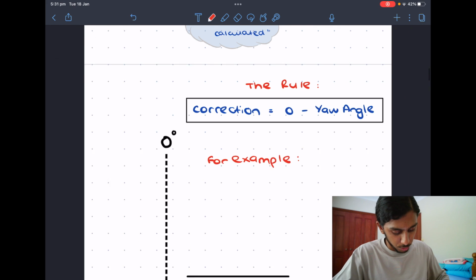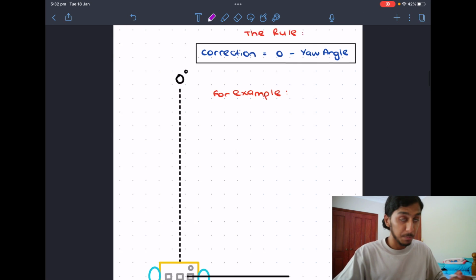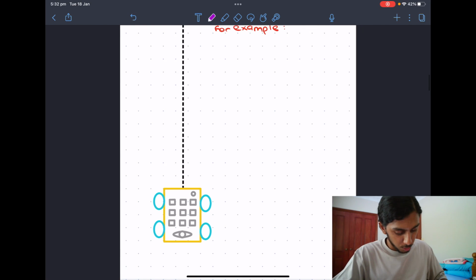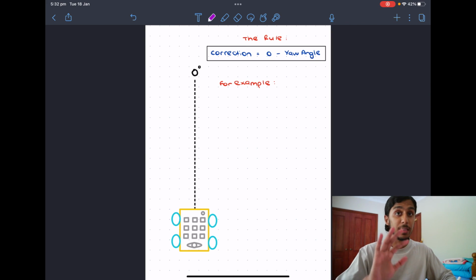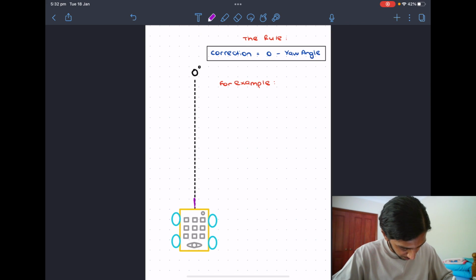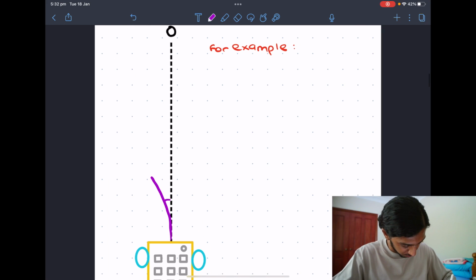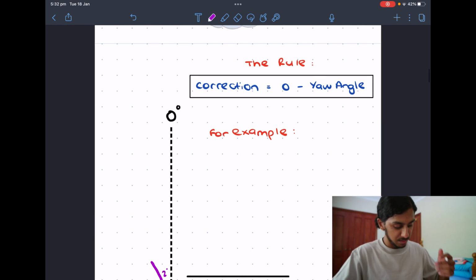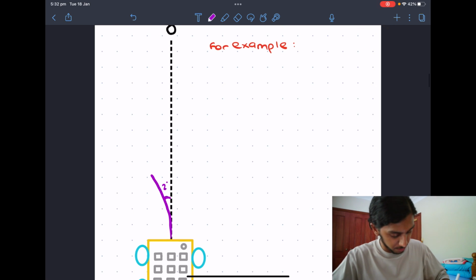Essentially, we're going to follow a rule. This rule is that the correction is going to be 0 minus the yaw angle. Now this may be a little bit confusing, so let's do an example. We said this is the robot, okay? And the robot, it'll start. So this is without the gyro straight. The robot will start and it'll veer off track. So we have a slight veerage over here, this deviation. Let's call this 2 degrees. This 2 degrees is calculated by the yaw angle. So the yaw angle right now is actually 2 degrees.